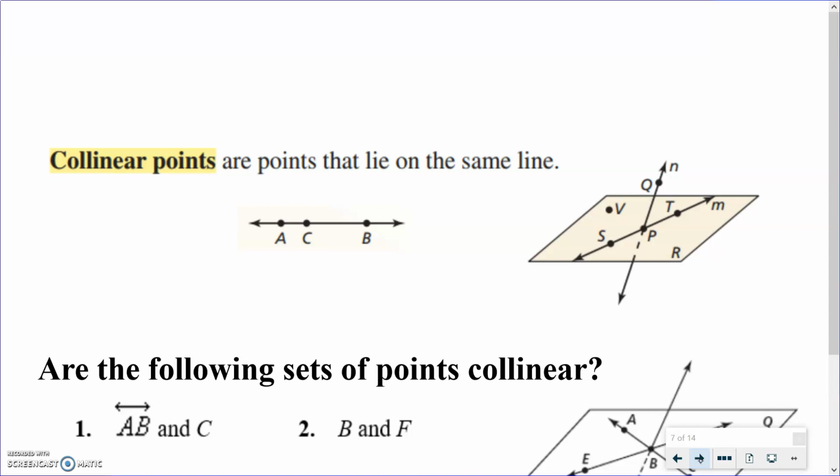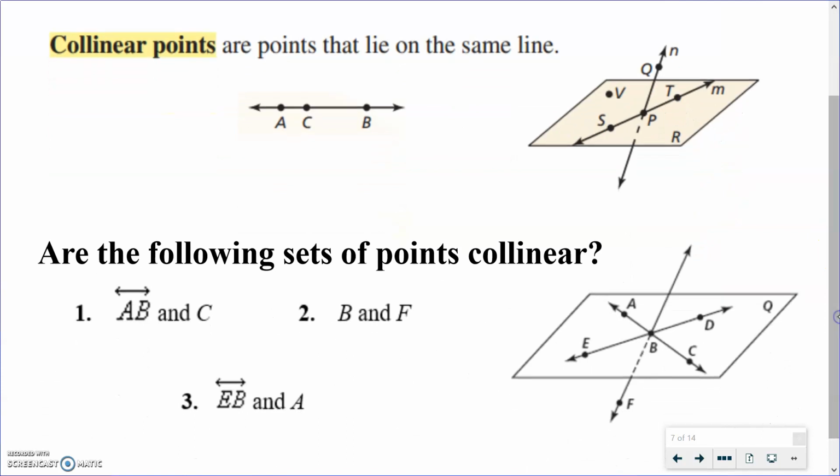All right, so collinear points. Collinear points are points that lie on the same line. So again, when we were talking about naming a plane, I said the points that you name the plane with, the 3 points, you name 3 points to name a plane, they cannot be collinear. They cannot lie on the same line.